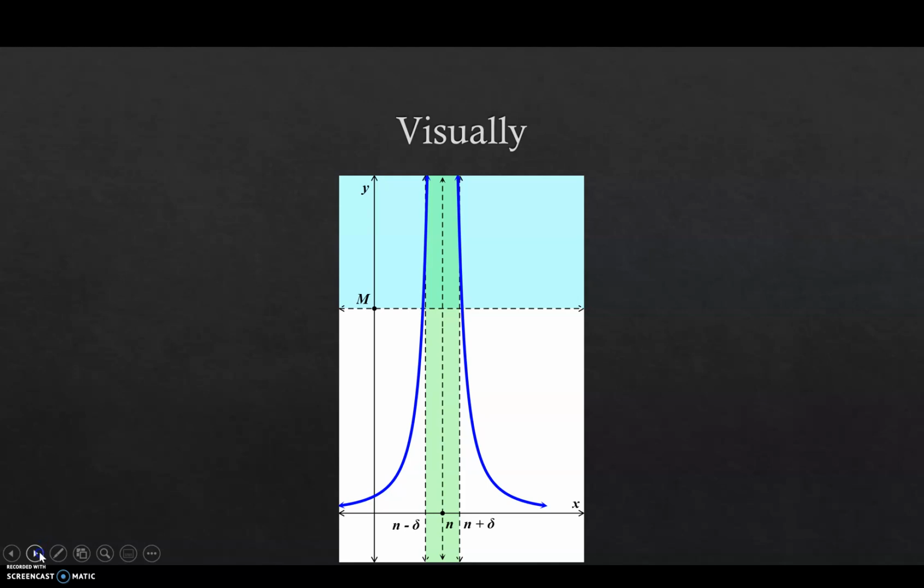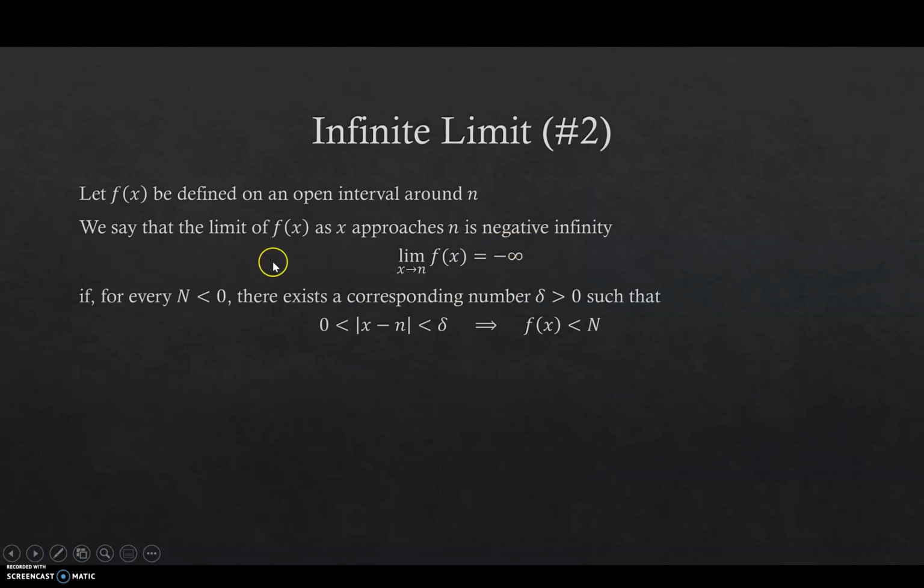Now, on the other side, the other kind of infinite limit goes to negative infinity. So let f of x be defined on an open interval around n. We say that the limit of f of x as x approaches n is negative infinity. Notice the negative infinity there. If for every n less than 0, there exists a corresponding number delta greater than 0, such that |x minus n| between 0 and delta means that f of x should be less than n. We want really big numbers that are negative. So, negative 100, negative 1000. We want to choose numbers as a cutoff that are negative.